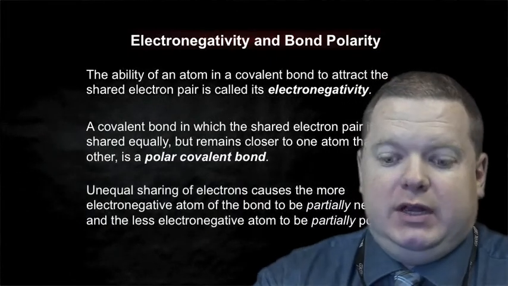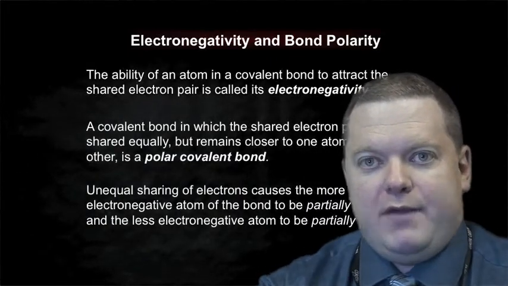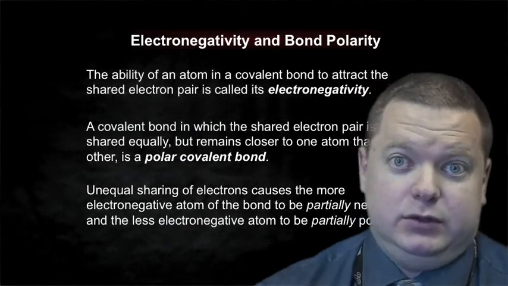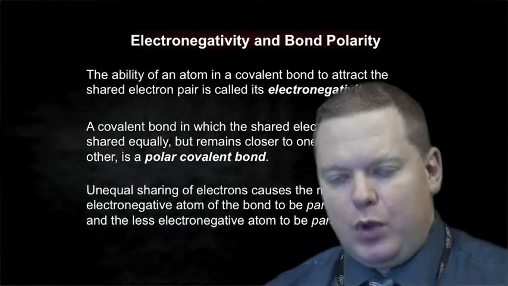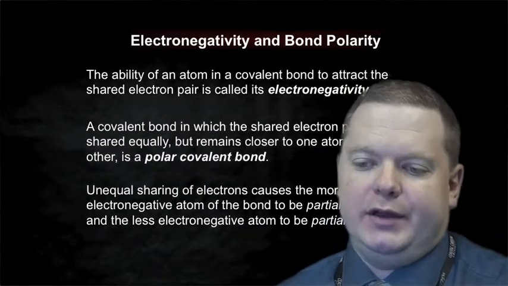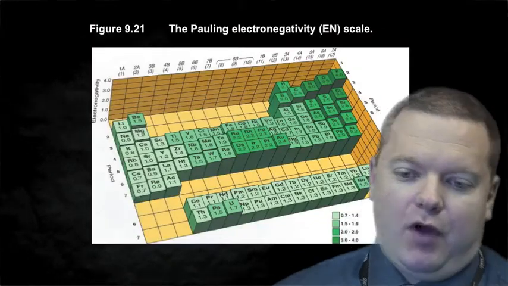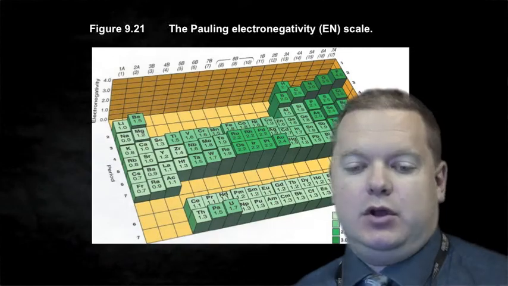The one that's losing those electrons, or the electrons are moving away from, is going to be partially positive because it's losing some of that negative electron. We call that a partial positive. Right? And this is all based on this electronegativity. And here's a figure of all the electronegativities across the periodic table.